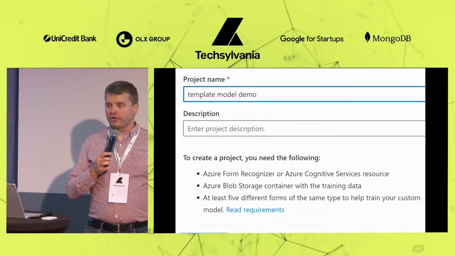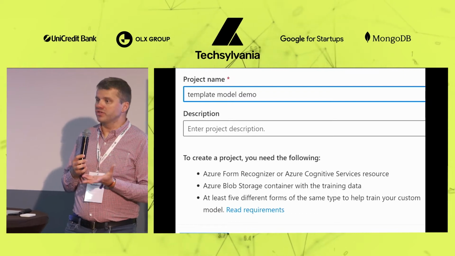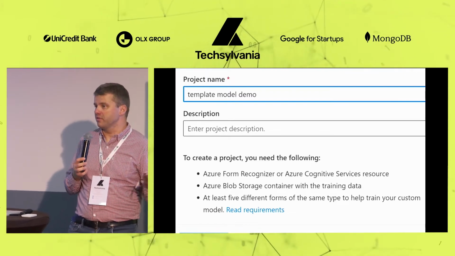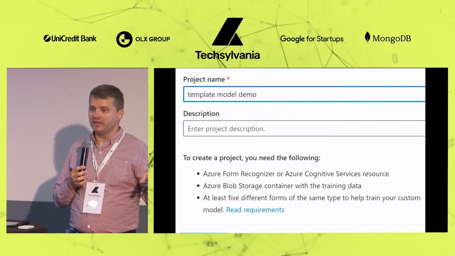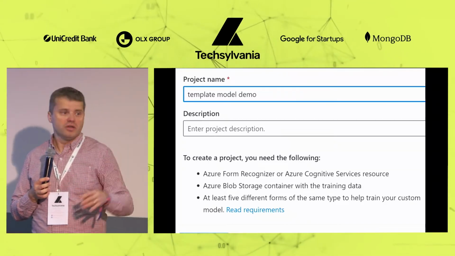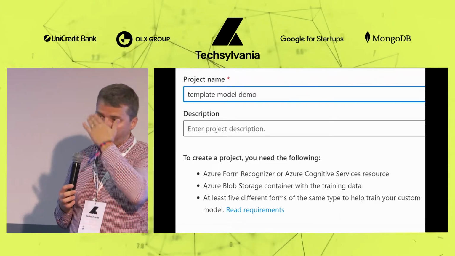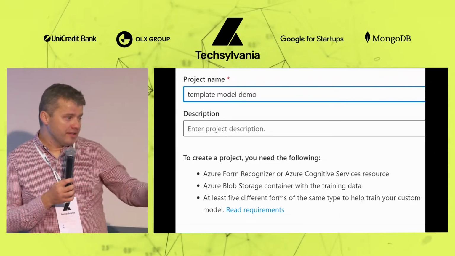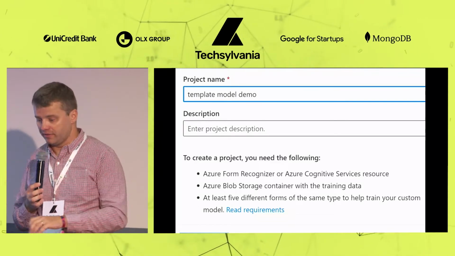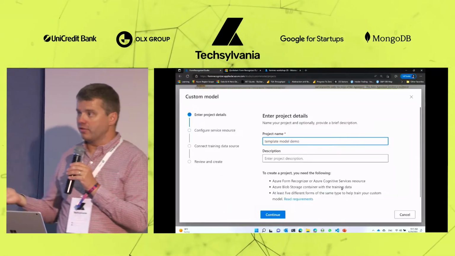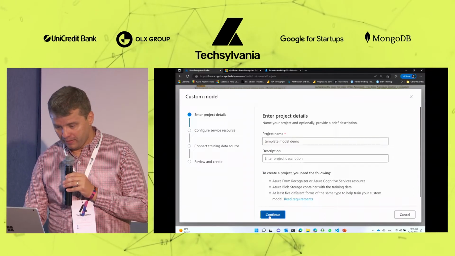You will need a blob storage. Blob storage is our main kind of storage account in Azure. If you've used Amazon, it's like S3, basically a storage account where we will store the training data that we want to use, and also the service will store the metadata that is required to train the model. And then you need at least 5 different forms of the same type to help train your custom model. So you need to give it some examples to learn from. And yeah.